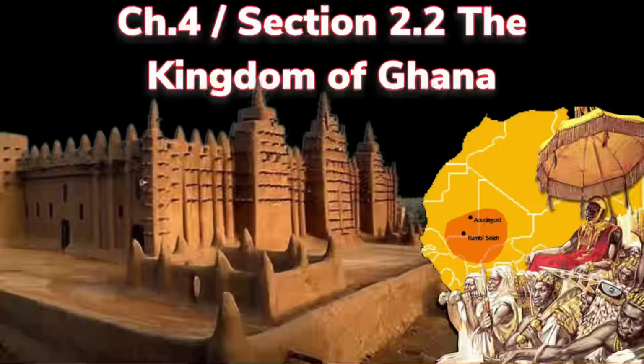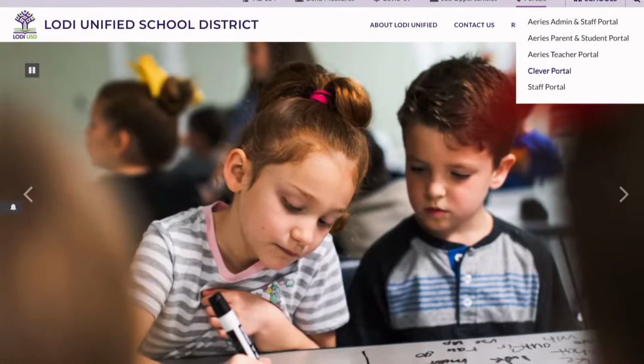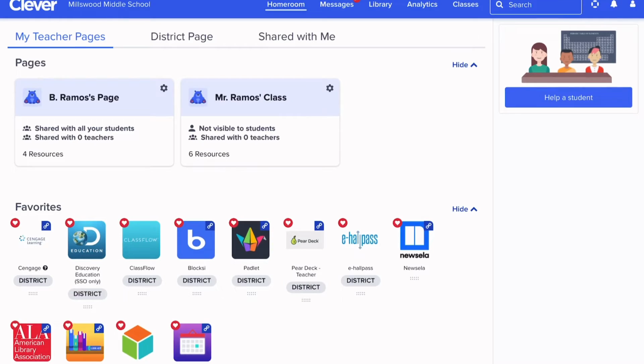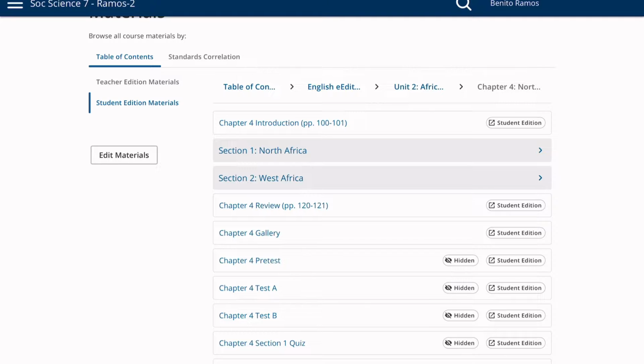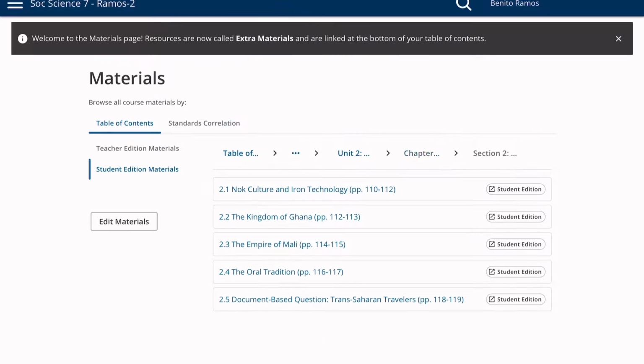All right, so today we continue our lesson in chapter 4, and we are still in section 2 about Western African civilizations. And today, specifically lesson 2, we will learn about the Kingdom of Ghana. Go ahead, open your books, or log into our LODA-USD website and Cengage Learning, National Geographic. And we are in Unit 2, Chapter 4, Section 2, West Africa, Lesson 2, the Kingdom of Ghana.